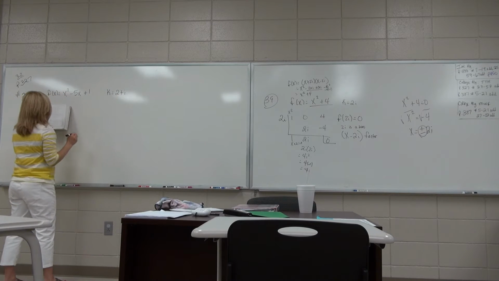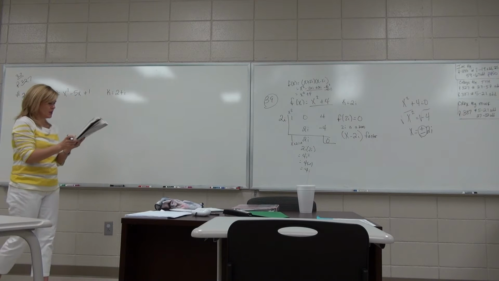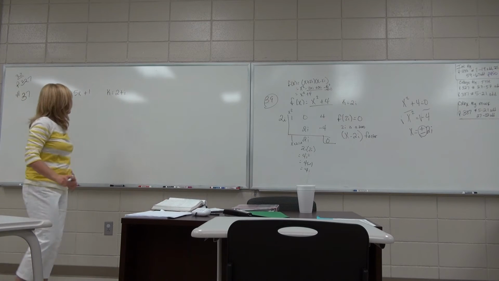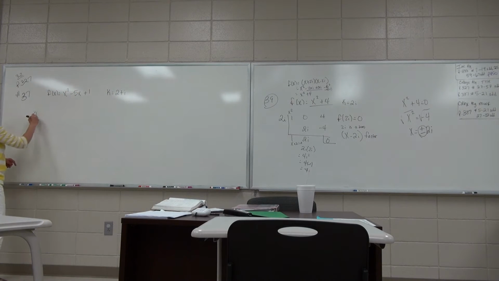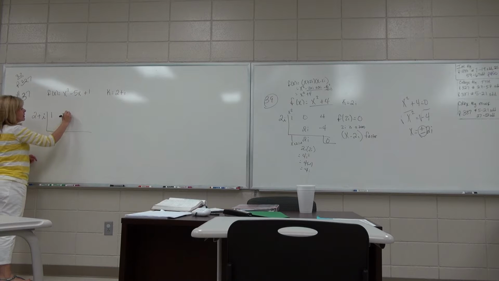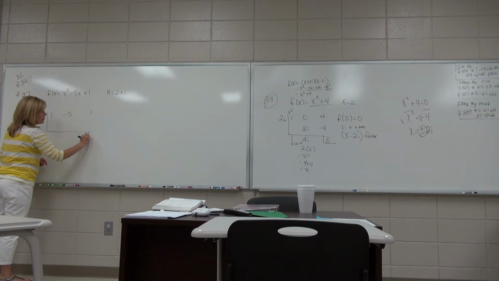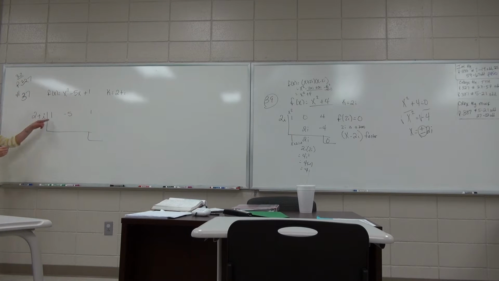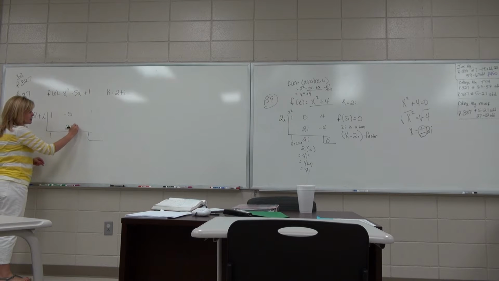To 2 plus i. Okay? So on this one, we're going to say 2 plus i, which is our k, and our coefficients are 1, -5, and 1. Bring down the 1. 2 plus i times 1 is 2 plus i.